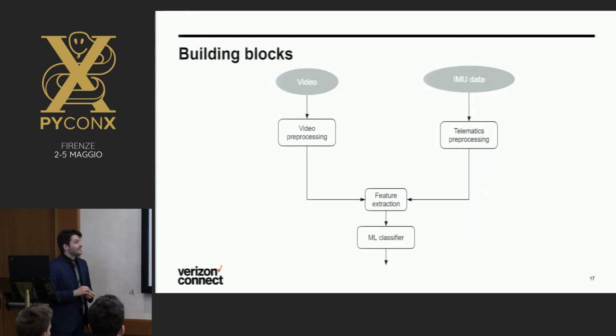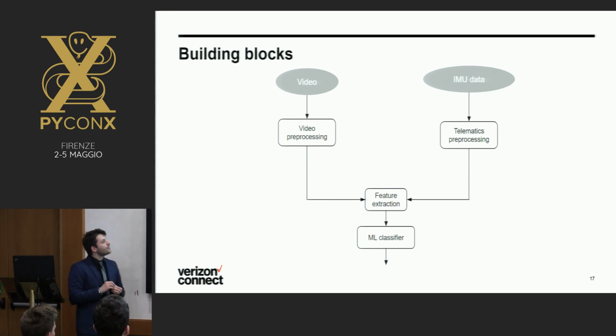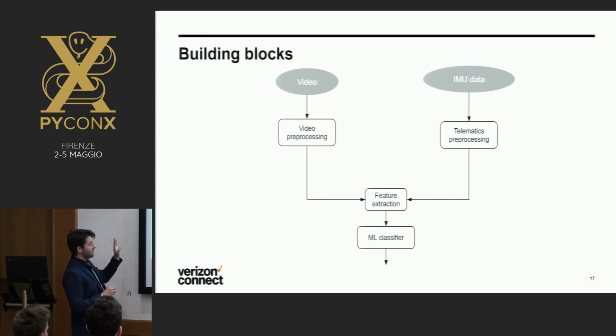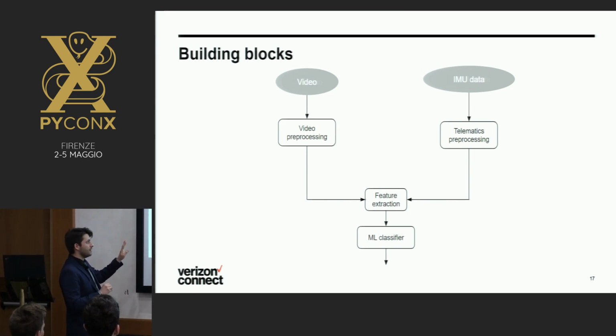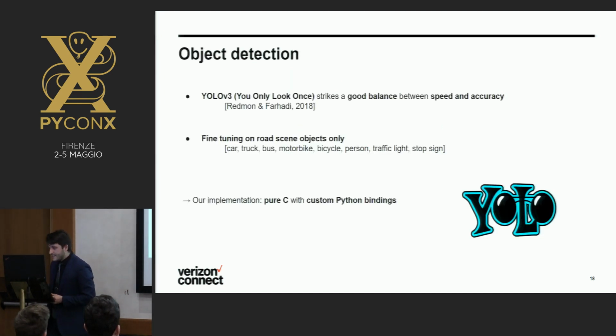So the high-level scheme of the system is this one. We start with the video and the telemetry data. We have some kind of preprocessing over the video, another kind of preprocessing for the telematics, then combine all of this in a feature extraction process and feed all the features to a machine learning classifier. Now, for the video, the first block of the pipeline is object detection. Object detection is the problem of detecting and classifying entities in an image, or in this case, in a video.